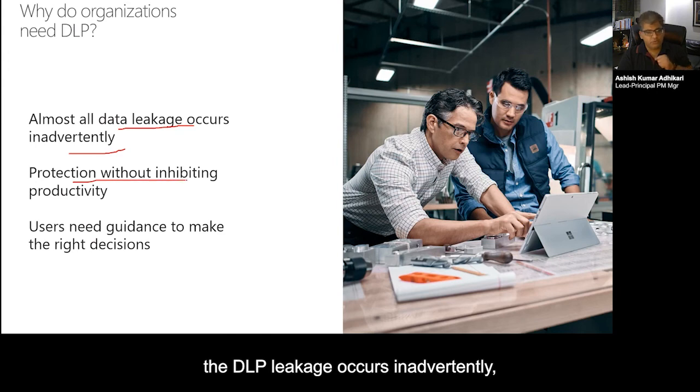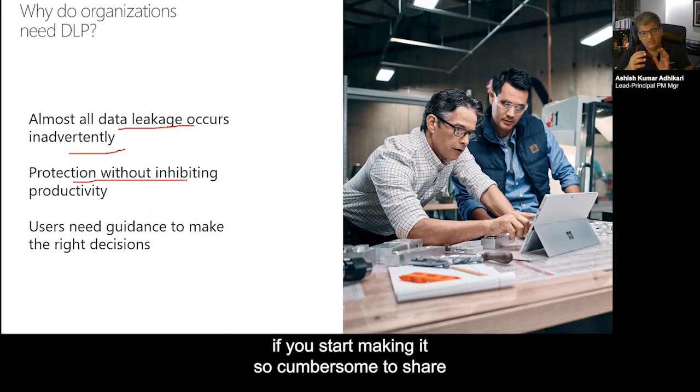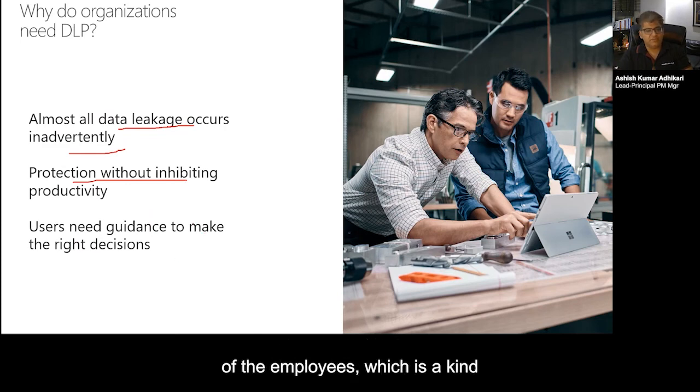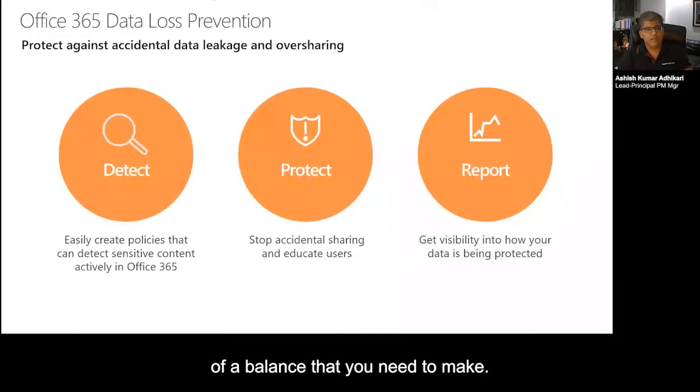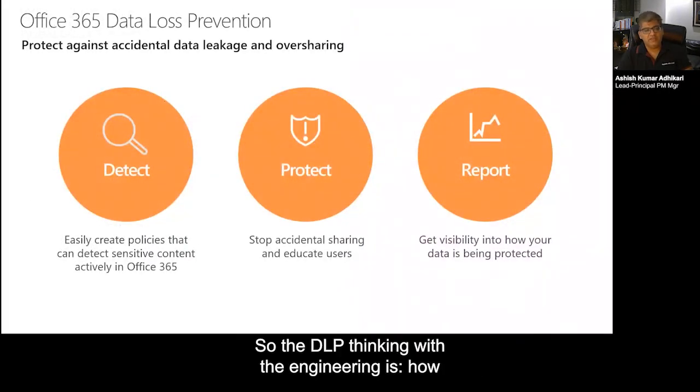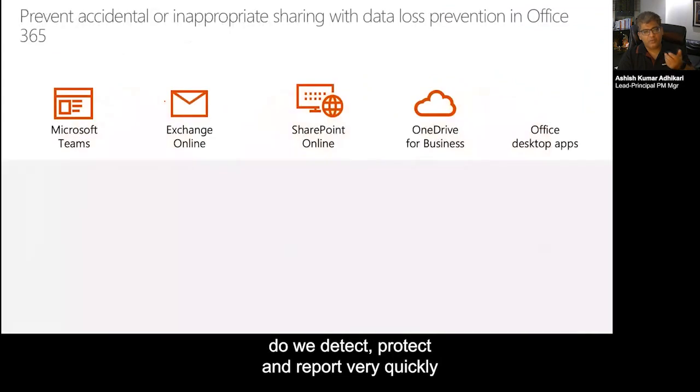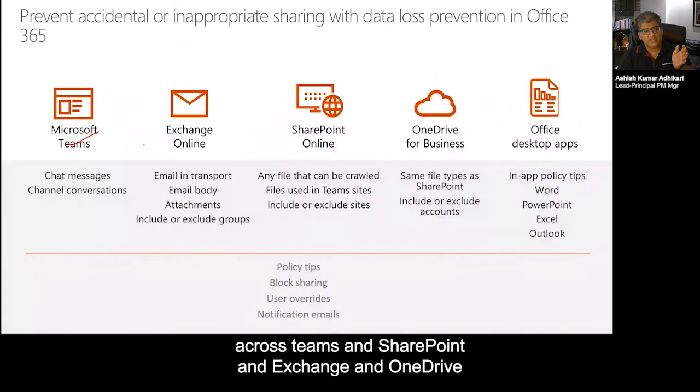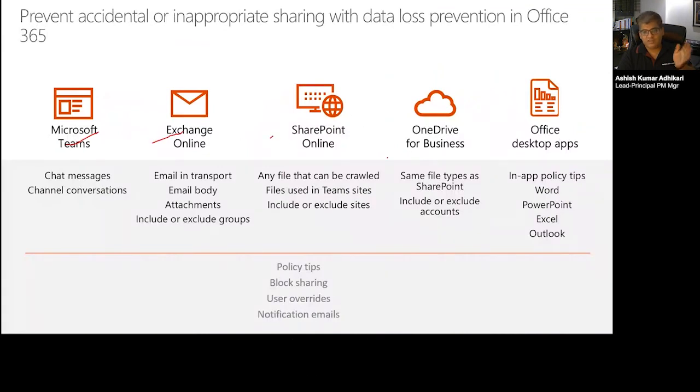Protection without inhibiting productivity is a key ask, because if you start making it so cumbersome to share, then it also hinders the productivity of the employees, which is a balance that you need to make. So the DLP thinking with the engineering is how do we detect, protect, and report very quickly across Teams and SharePoint and Exchange and OneDrive, as I said, across.